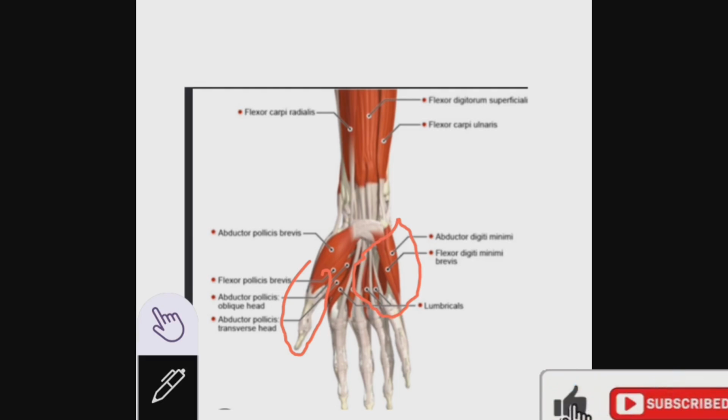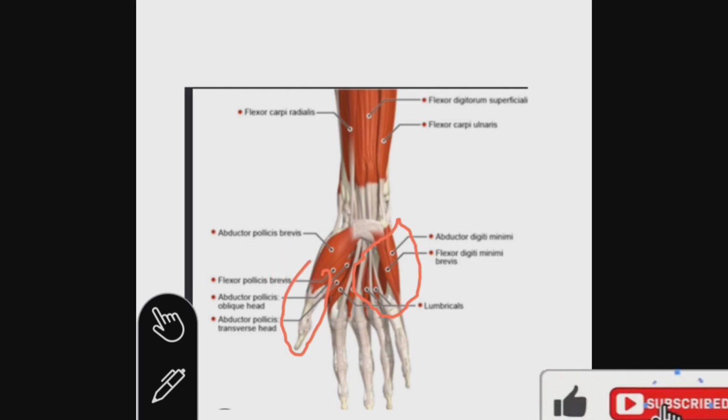So the muscles are abductor pollicis brevis, flexor pollicis brevis, opponens pollicis, and adductor pollicis. Let's start with the abductor pollicis brevis. This muscle right here. It originates from the flexor retinaculum and inserts into the proximal phalanx of the thumb. It's innervated by the median nerve, and from the name, it's an abductor. It abducts the thumb.